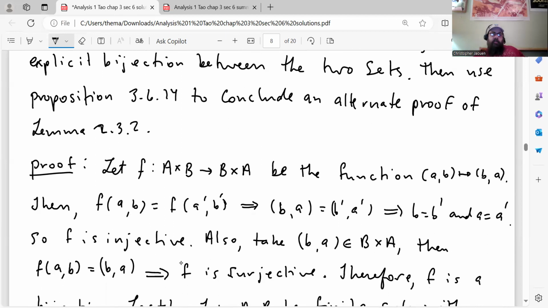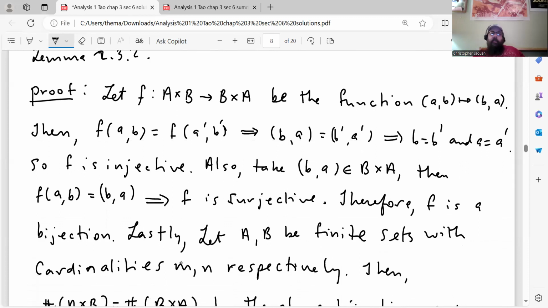All right, let's go ahead and do the proof. So let f be the function from A times B to B times A that takes the ordered pair (a, b) to the ordered pair (b, a). Then f(a, b) equals f(a', b') implies that (b, a) equals (b', a'), which implies that b equals b' and a equals a'. By the way, we defined equality of ordered pairs, so that means that f is injective. Also take the ordered pair (b, a) in the set B times A, then obviously f(a, b) is equal to the ordered pair (b, a), so f is surjective. Therefore f is a bijection.